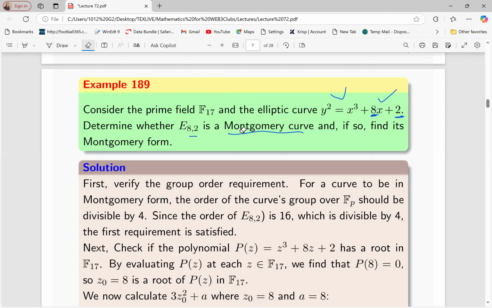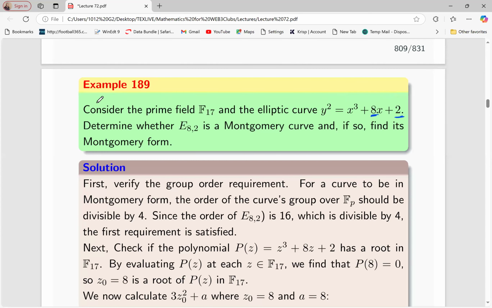What we are interested in here is, can we convert this short Weierstrass form to Montgomery? And before we do that, we have to check whether it's convertible. If it's not, there is no need of converting. We cannot convert what is not convertible. So we begin by checking.